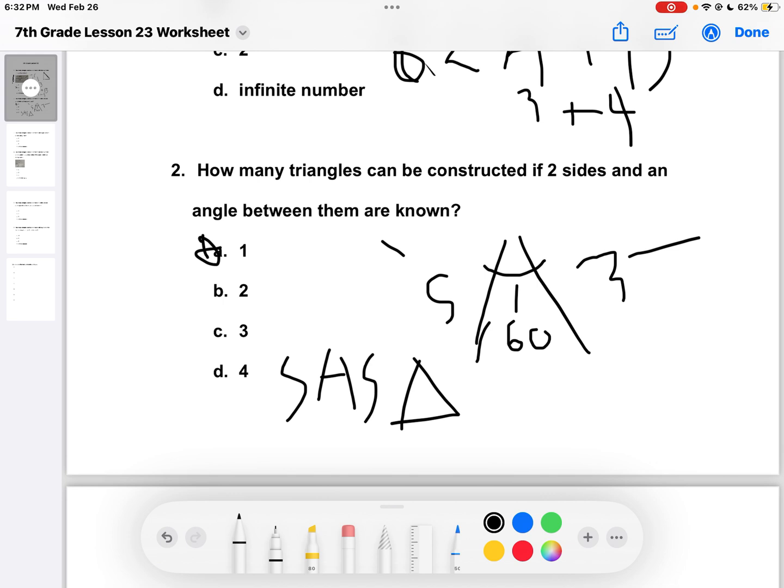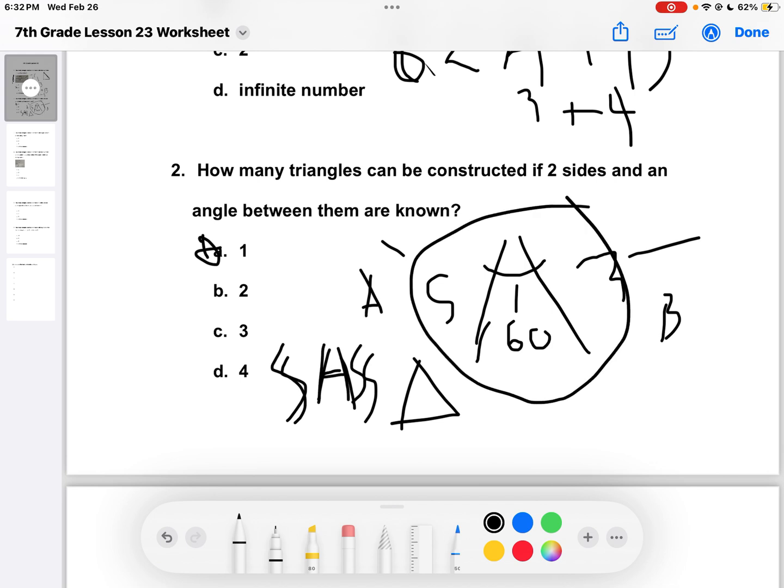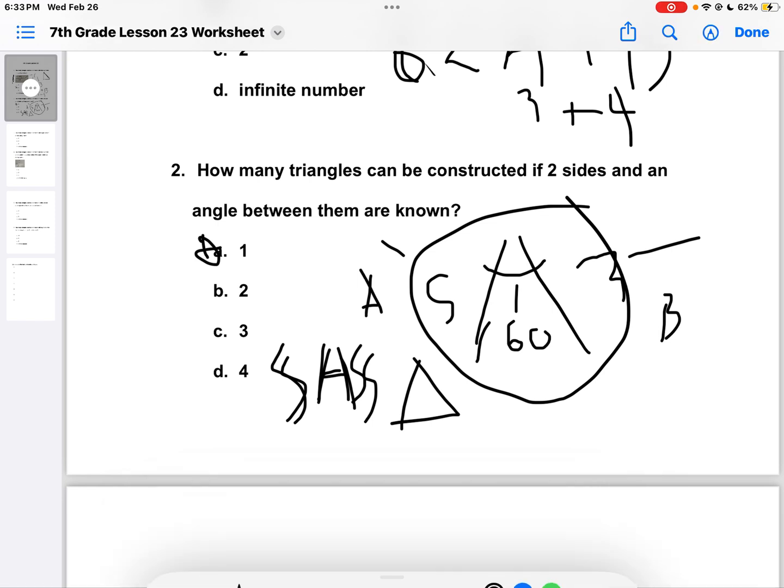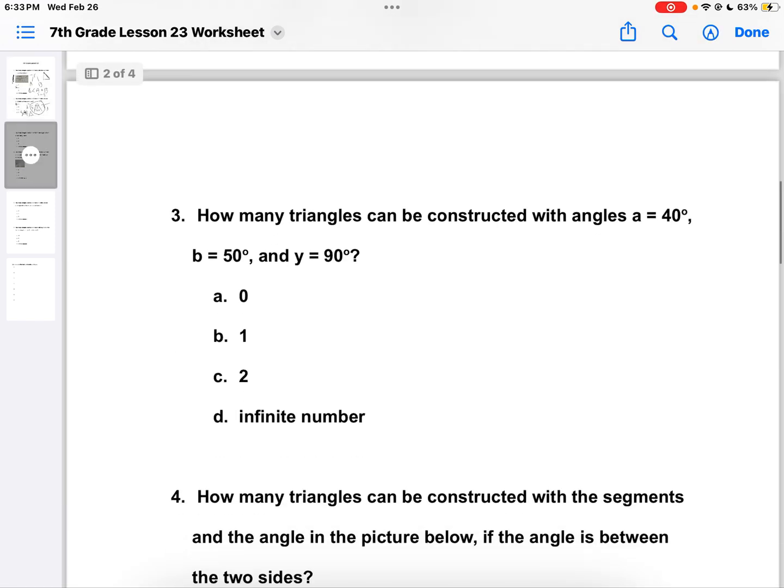No matter if we pretend this is A, this is B, no matter how we flip it around, it will always maintain an SAS. So it will always have this same format, which means there will be only one kind of triangle like this. So yeah.